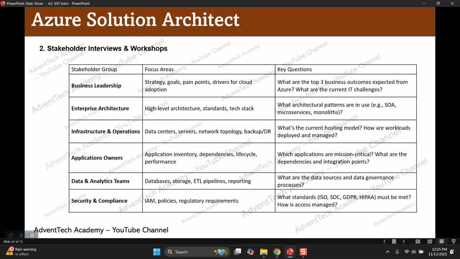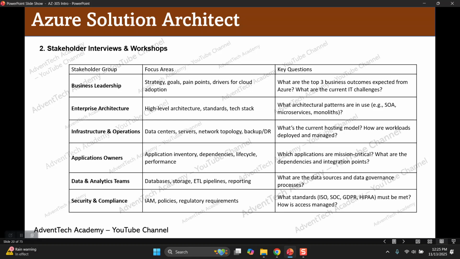Here, the key questions are like what is the current hosting model, how are workloads deployed and managed, and then the application owner. As a solution architect, we need to interact with the application owners. We have to schedule a call, lead Scrum meetings. Here, the focus area is application inventory, dependencies, and lifecycle performance.